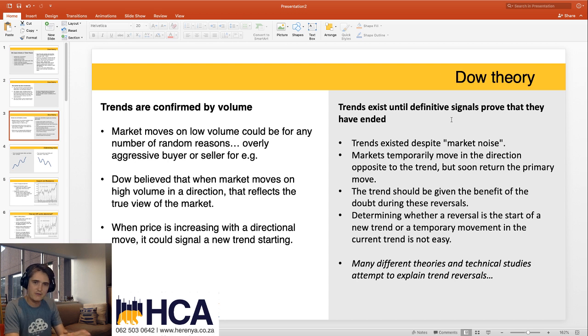Trends are confirmed by volume. This is a very important point to make here. We want to see volume moving in the direction of the trend. So when volume is increasing while the price is rising, that is a bullish sign. If volume is increasing while the price is falling, that is a bearish sign. And conversely, if volume is falling while the price is rising, that's negative or bearish. If price is falling while volume is falling, then that is bullish, right? We'll get into that a little bit more when we look at on balance volume.